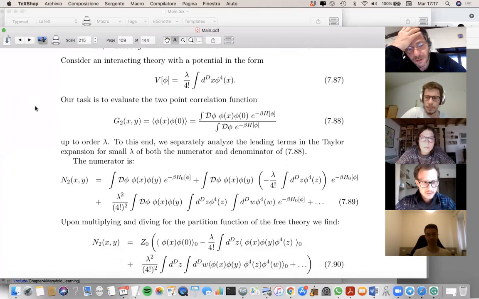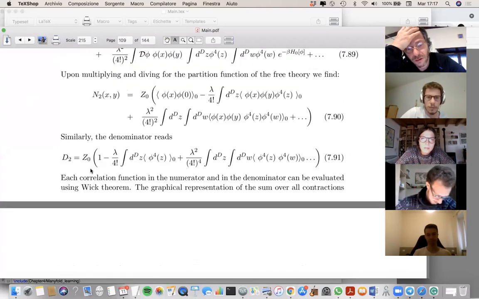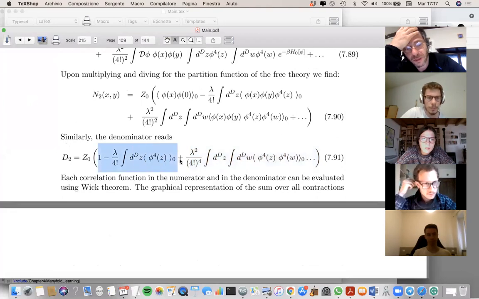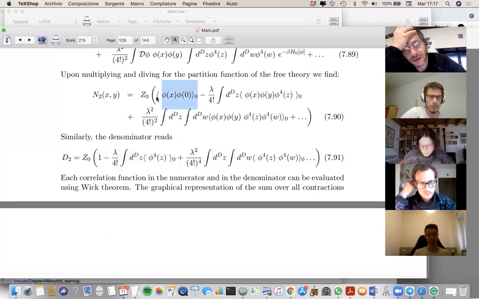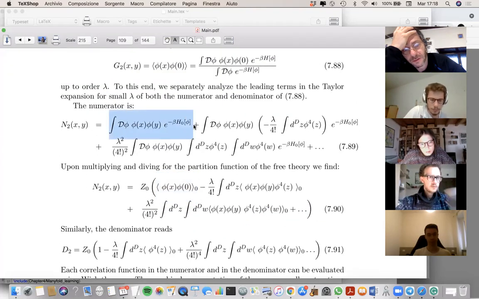Yes. So this is the numerator. This is the denominator. In the denominator, say to leading order, forget about the second term. We didn't touch that. I pulled out a factor Z0, and that's what we've just been doing, right? Now let's pull out a factor Z0 in the numerator. Well, if you do that, you get this term, which comes from this, right?